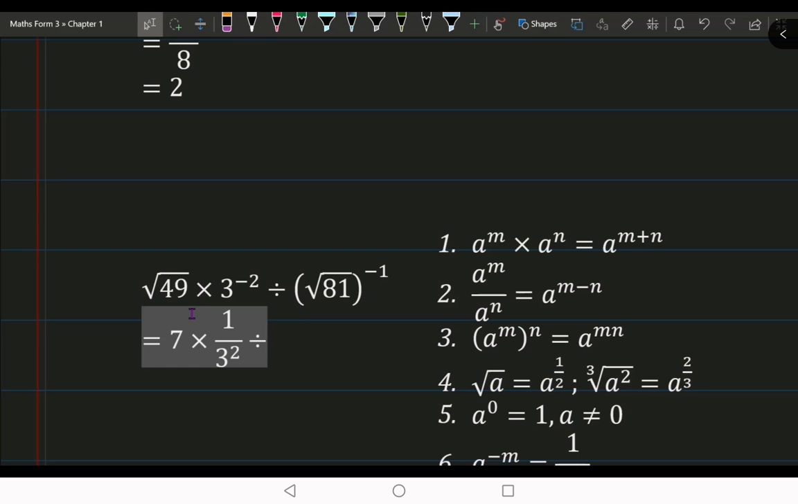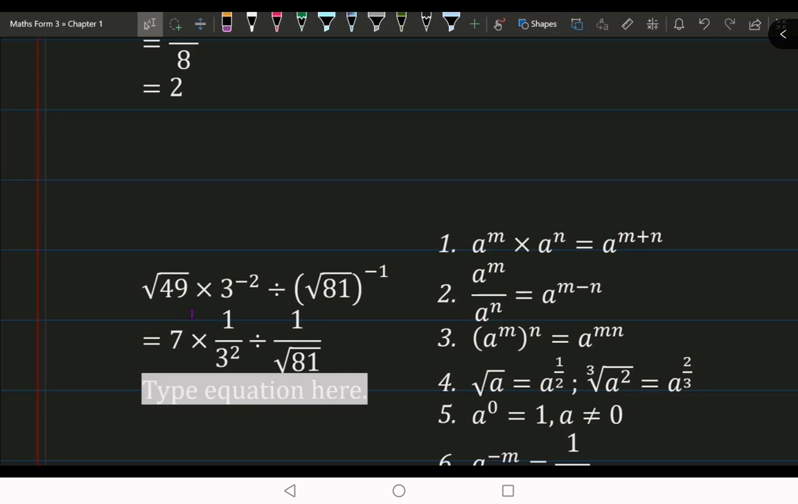Divide by what? This 1 over. Negative 1 means 1 over, 1 over square root of 81. Okay, negative, this one is what it means here. One negative already becomes the inverse, it becomes the reciprocal already. So what does that mean? We get the answer should be 7 over 9, 7 over what? 3, 9.